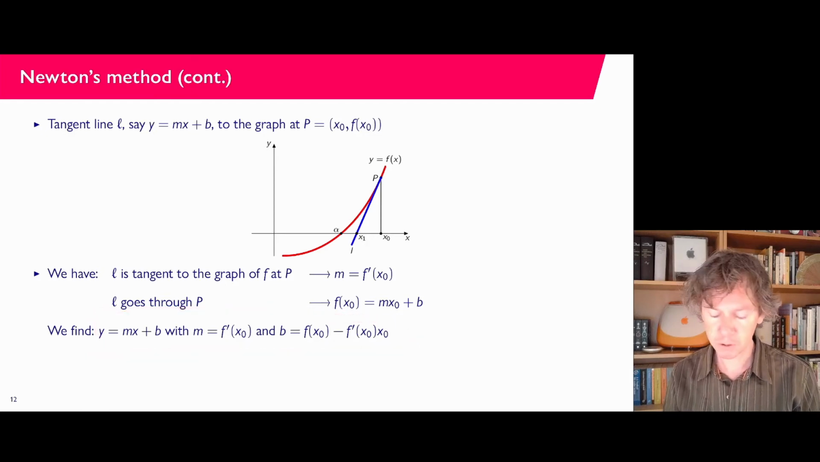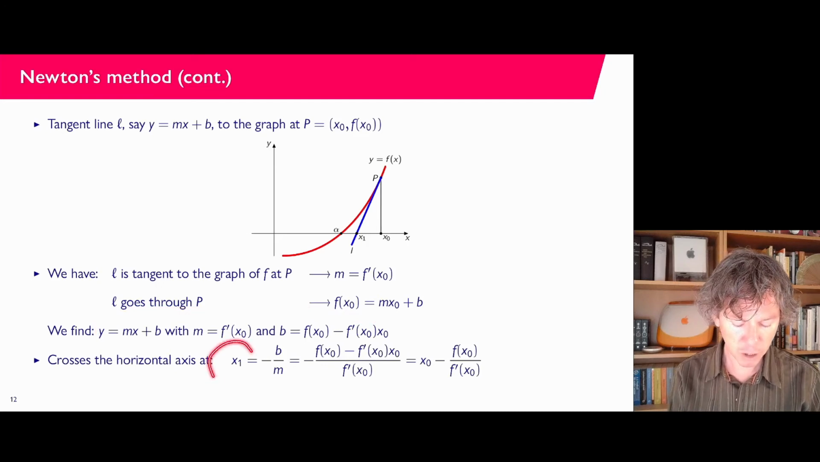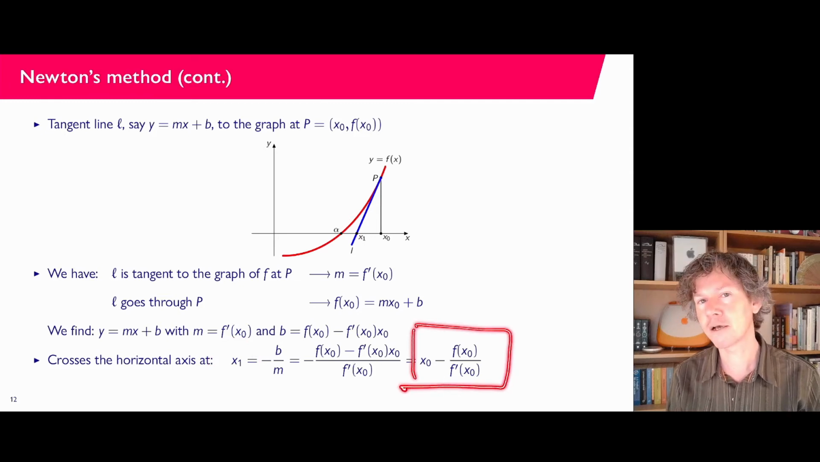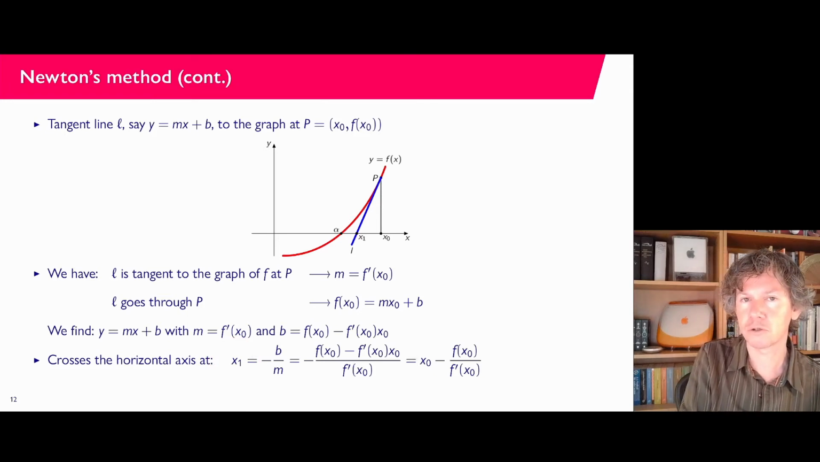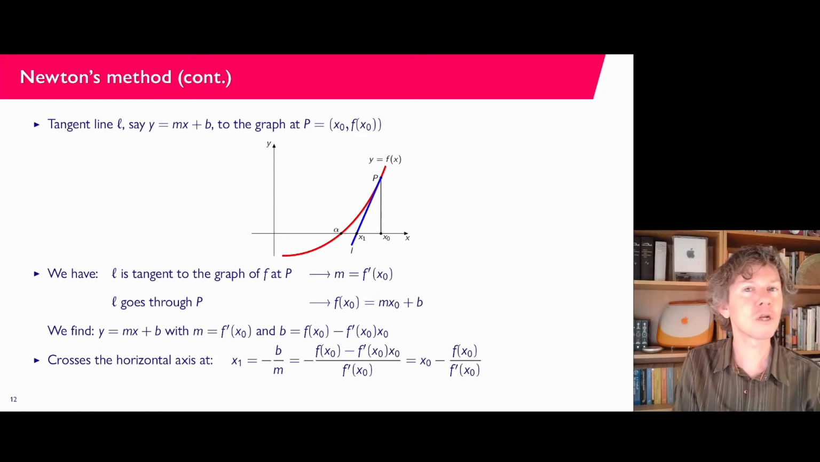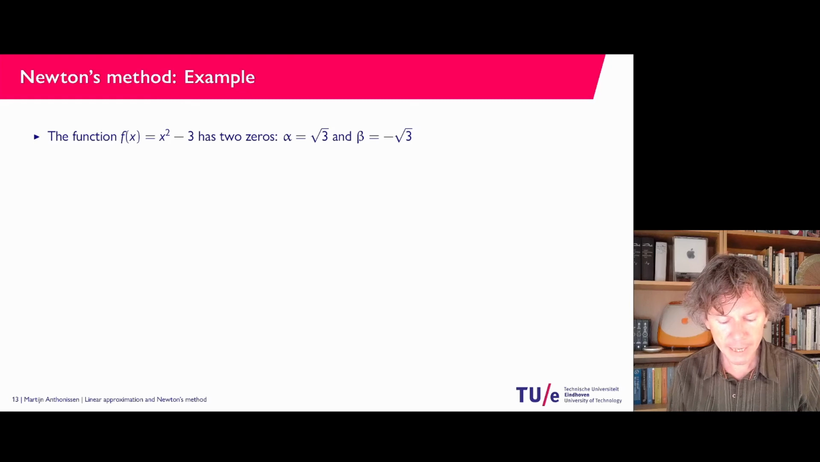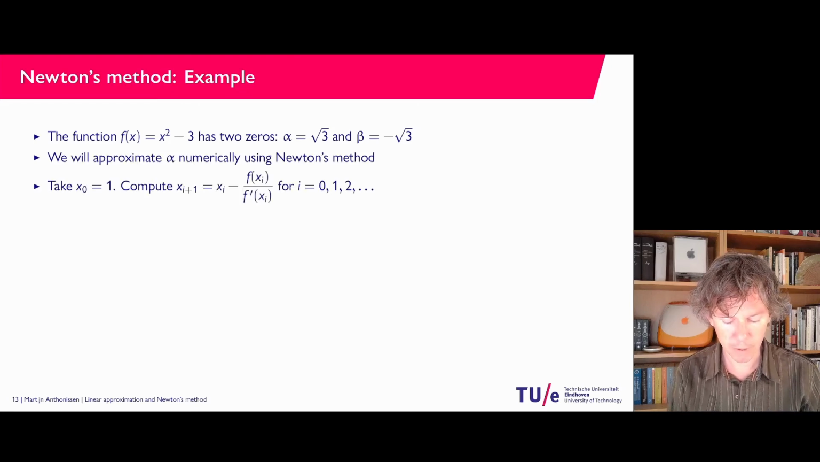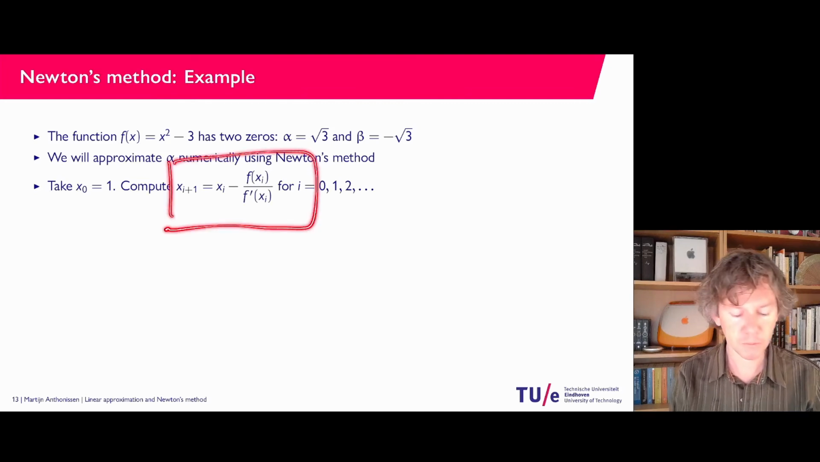Then I have to find where it intersects the horizontal axis. And then what you find is that x1, the new x value, is the old x value minus f(x0) over f'(x0). So that's what you find if you find the equation for the tangent line and see where it crosses the horizontal axis. And this is something that I can easily put into a computer program. So I've done that. And if you apply that to our example, the same example as we did with bisection, then you have this formula.